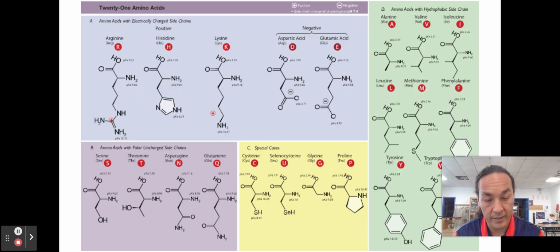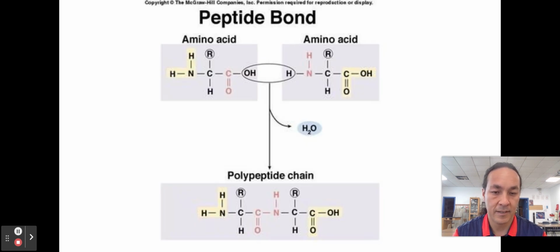Here's just the different side chains or the different R groups. You do not need to memorize any of these. They will give you context about what the R group is like on the AP exam. This would be an instance where memorizing it just doesn't help you.